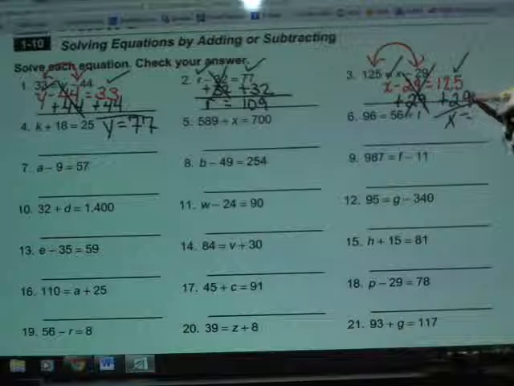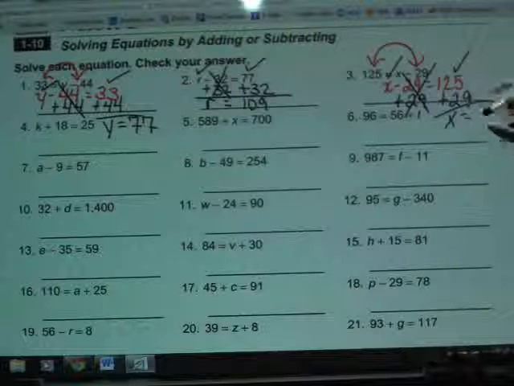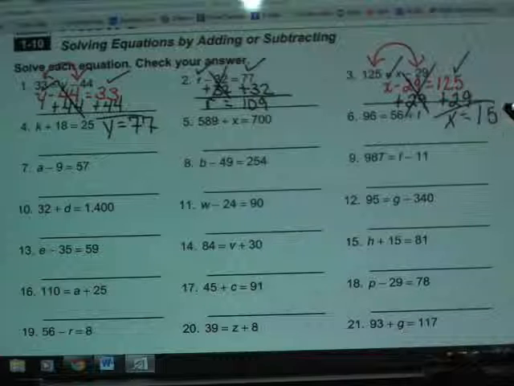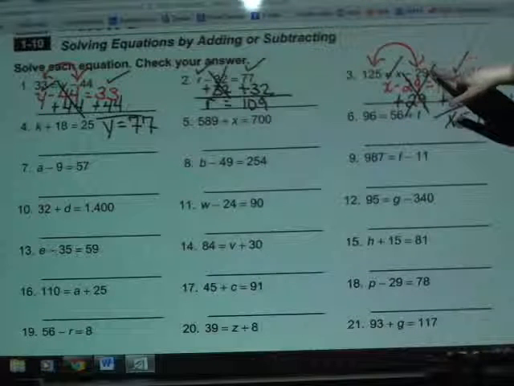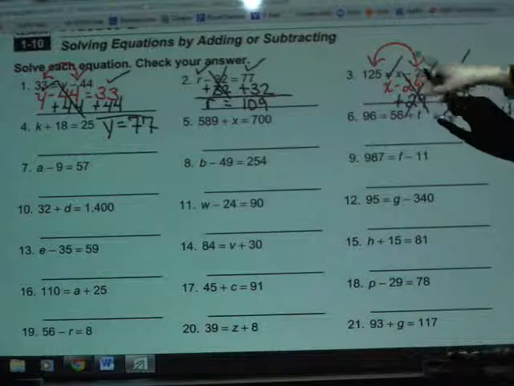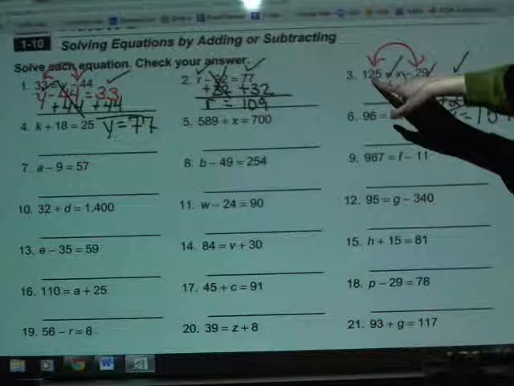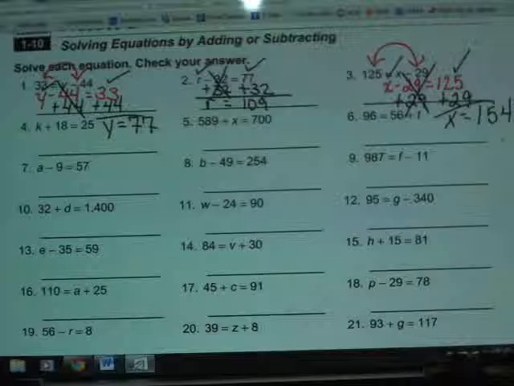And then here I've got 125 plus 29. That's going to make 154. And again, we can check that. 154 minus 29 is 125. Since the other side says 125 as well, that means we've solved this correctly.